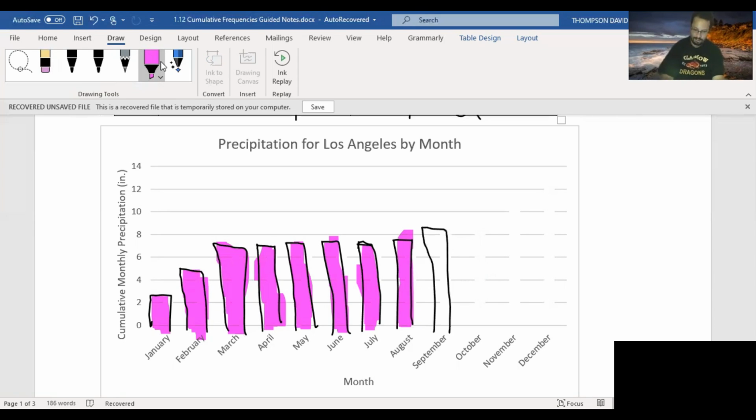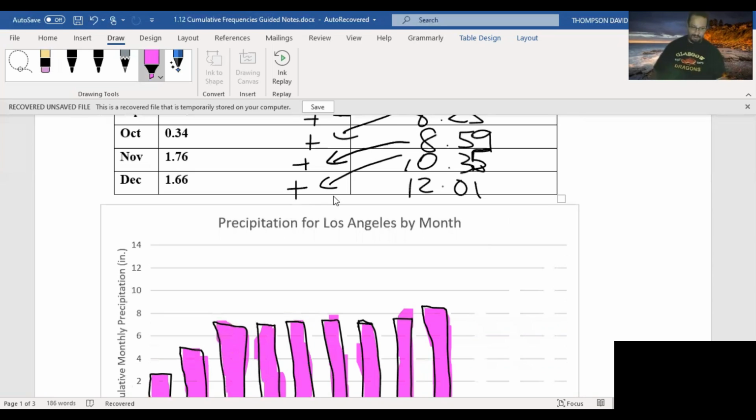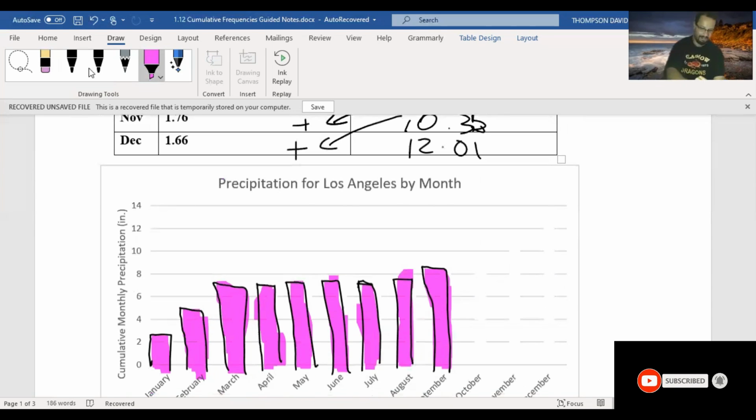Take note, it did look pretty flat for a while between April, May, and June because we're talking about Los Angeles, an area that's in a desert. So it does make sense that you're not going to see much increase in precipitation because it's a very dry region. So you also have to take into consideration the context when you do word problems. So October we have a little bit more rain, so we raise up to 8.59.